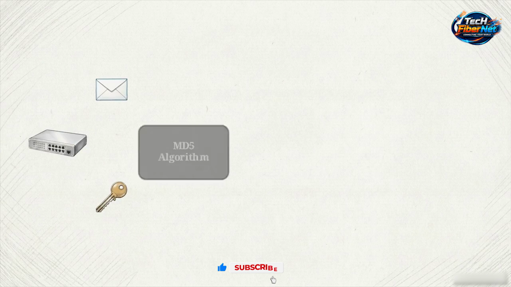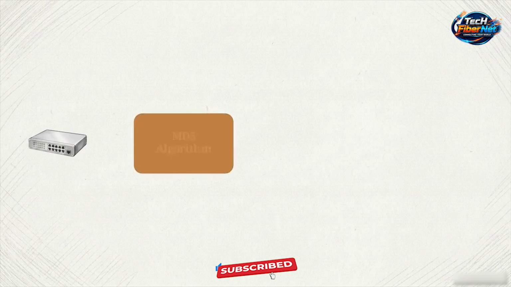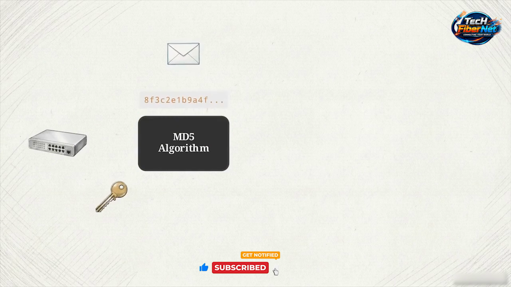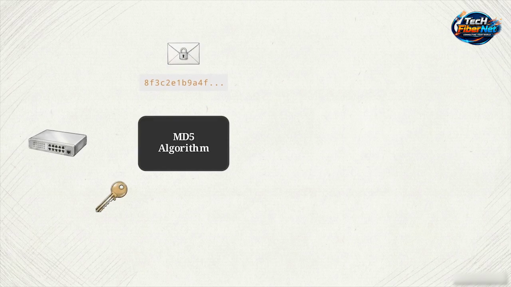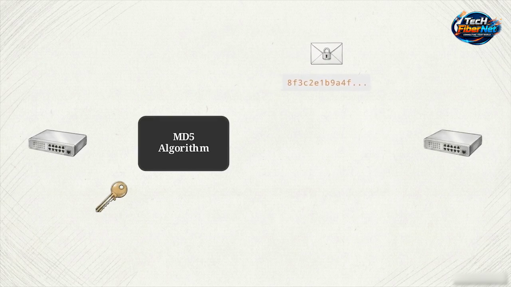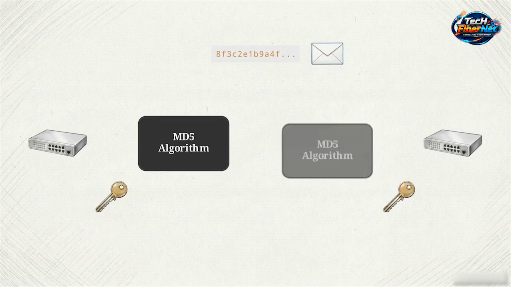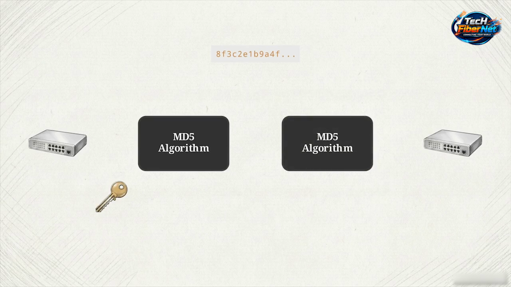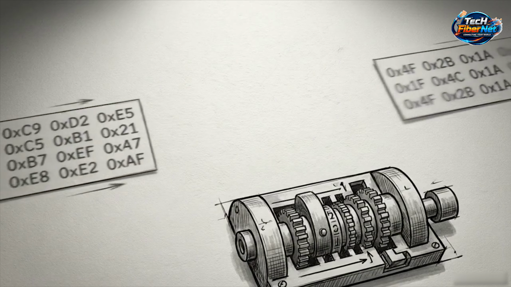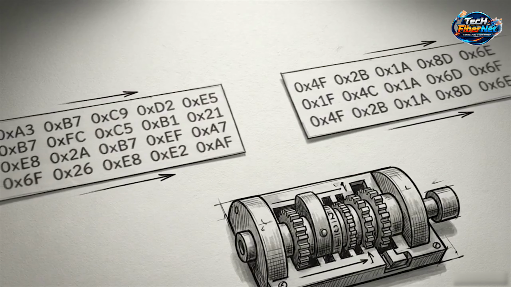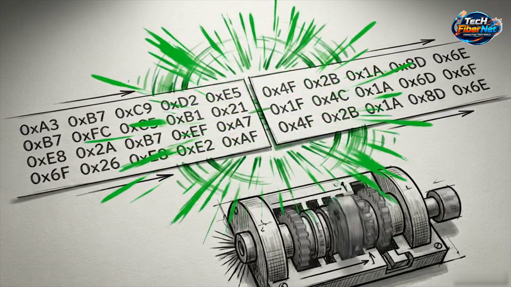The OSPF packet data and a shared secret key funnel into the MD5 algorithm. The algorithm outputs a unique 128-bit hash, which is appended to the outgoing OSPF packet. On the receiving end, the peer router takes the incoming packet data and combines it with its own locally stored secret key, running them through the exact same MD5 algorithm. If the locally computed hash perfectly matches the hash attached to the received packet, the identity of the source is verified.